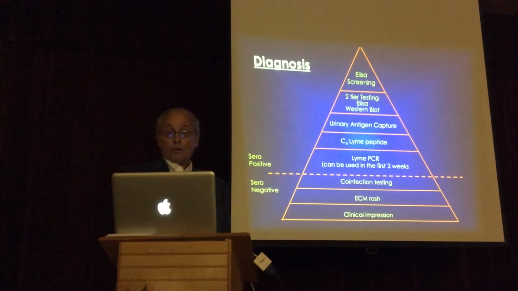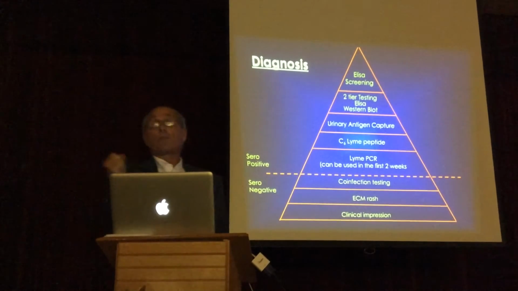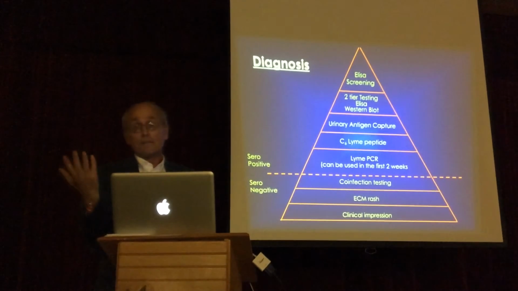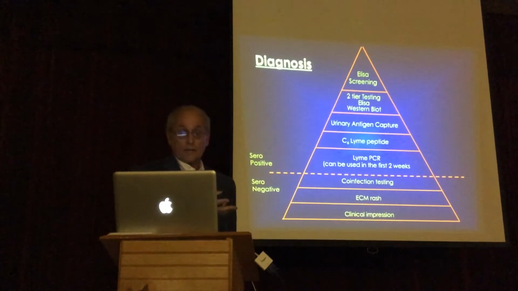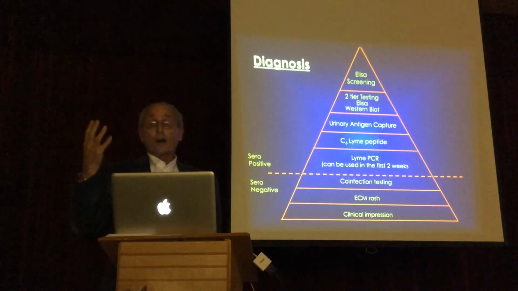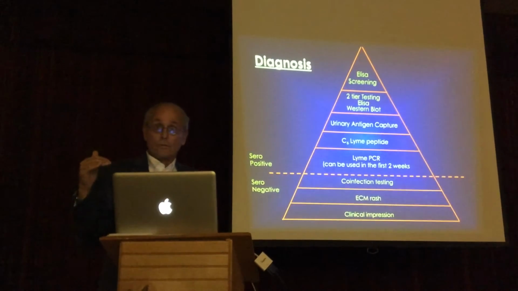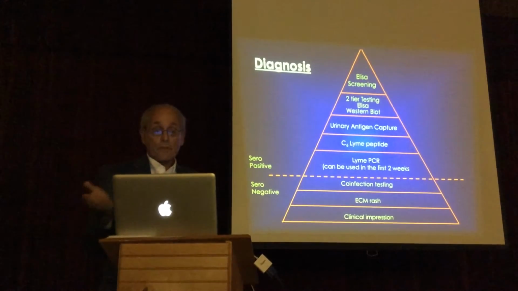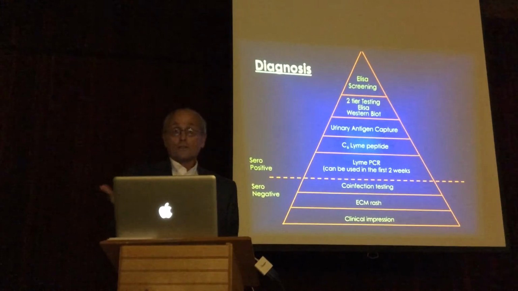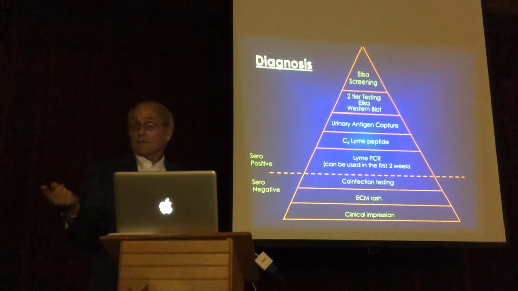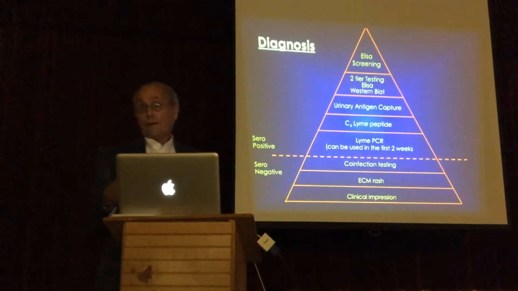Now, the line that I have there is seropositive. That means your test is positive, and that supports your clinical diagnosis. And underneath, if you have seronegative, which means the testing is negative, then what you have is co-infection. So maybe the symptoms are negative Lyme, but co-infection.